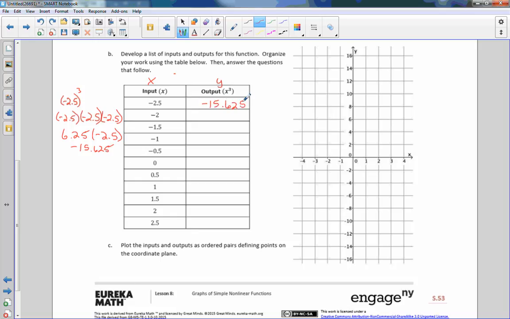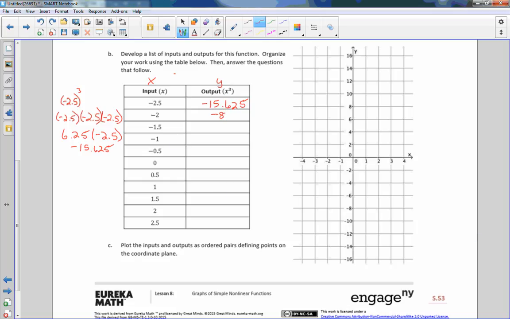Negative 15.625. So a negative to the third power will stay negative, because a negative times a negative is positive, and a positive times a negative again will go back to negative. So negatives will give me negatives in cubics. And if I cube a positive number, positive times a positive times a positive is going to be positive. So negative 2 times negative 2 is 4, times a negative 2 is negative 8.